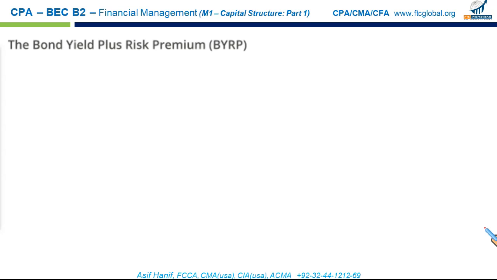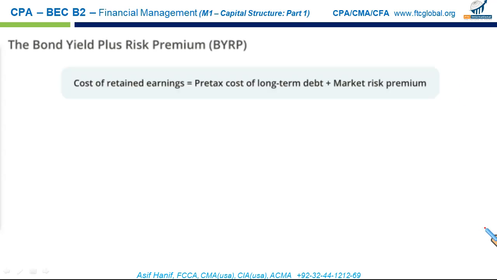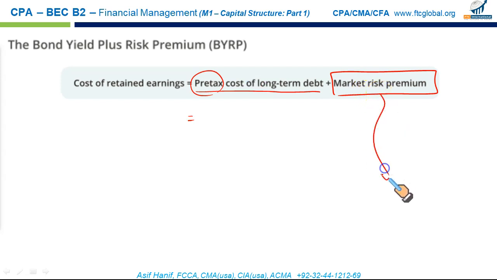The third approach is called the bond yield plus risk premium. Since common stock is riskier than debt, we have to add a certain market risk premium so as to compensate for the high risk of the common stock. So remember, we need to take pre-tax cost of long-term debt as the starting point. Why pre-tax? Because there is no after-tax impact on common stock or the preferred stock cost that was discussed earlier. And remember, the market risk premium is RM minus RF that we have discussed in the CAPM component. This is called market risk premium. So pre-tax cost of long-term debt plus the market risk premium, which is simply RM minus RF.